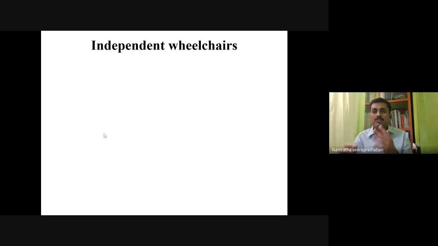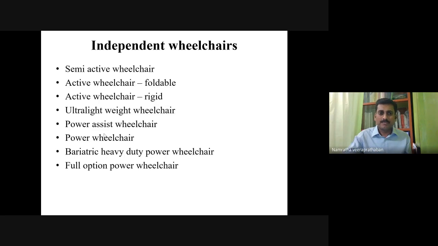All right. We classify them into 3 categories in our PMR and seating and mobility clinic. We can classify the types of wheelchair as independent wheelchairs, dependent wheelchairs, and transportation wheelchairs. We will see what all the independent wheelchairs are. The first one is semi-active wheelchairs, active wheelchairs foldable, active wheelchairs rigid, ultra lightweight wheelchair, power assist wheelchair, power wheelchair, bariatric heavy duty power wheelchair, and full option power wheelchair. This is how we classify independent wheelchairs in our department.